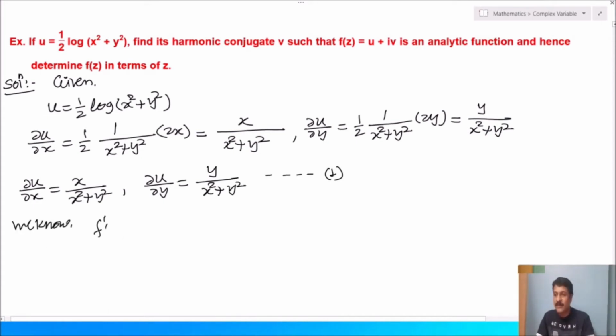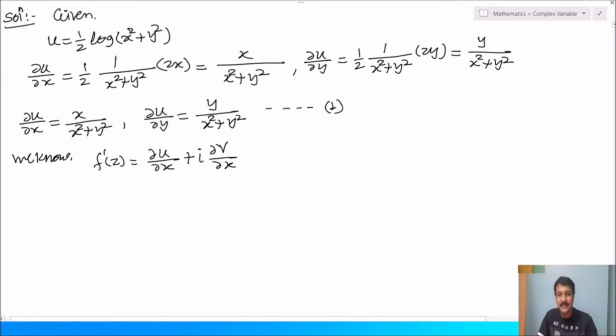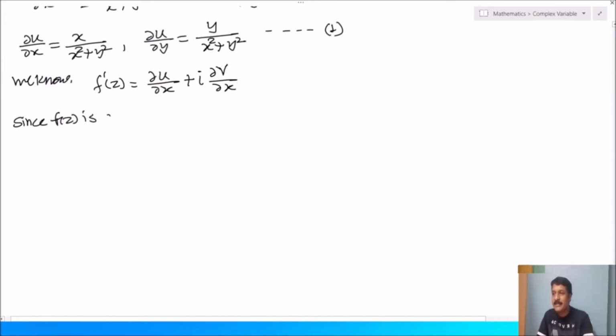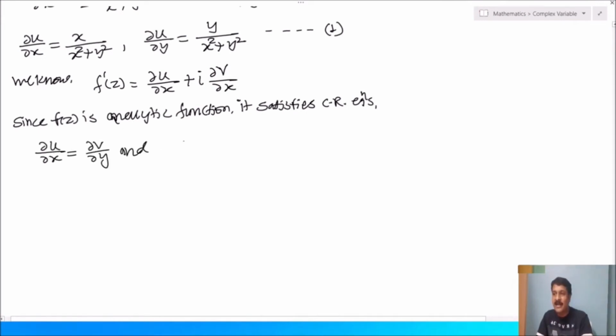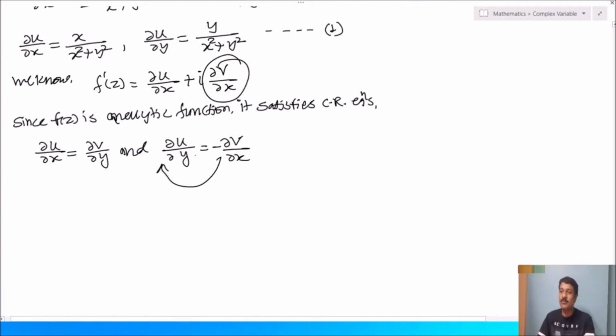We know f dash of z equal to del u by del x plus i del v by del x. Now we have del u by del x, and I want to replace del v by del x. How to replace this? By the C.R. equations. Since f of z is an analytic function, it satisfies the C.R. equations. Which are the C.R. equations? Del u by del x equal to del v by del y, and del u by del y equal to minus del v by del x. So I want to replace this by this one, with the minus sign moved to this side, so minus del u by del y.